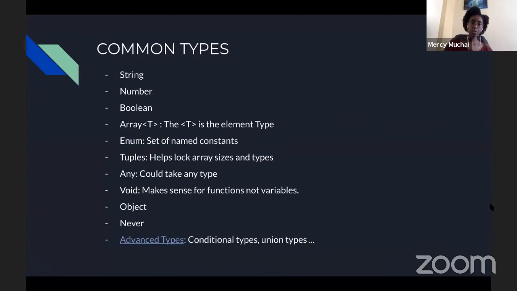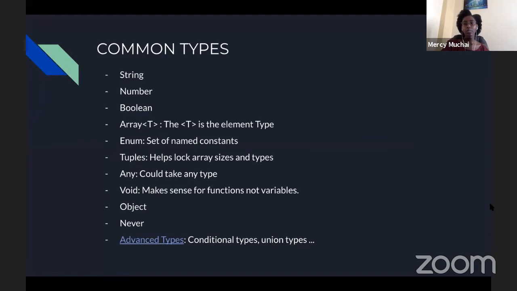So we're going to go through some common data types. I think for anyone who has used a language that has data types like Java or C and C++, you know some of these. So we have strings, numbers, booleans, arrays which take the element type, enumerators, which is a set of named constants, tuples, which we don't have in JavaScript. But in TypeScript, what they are is just an array with a locked size and defined types.